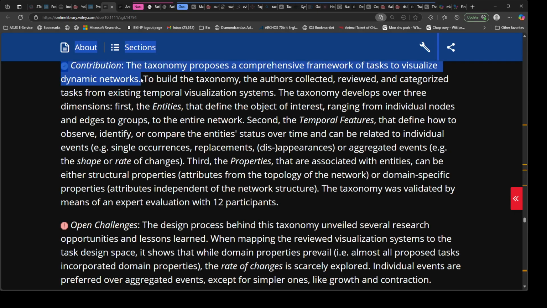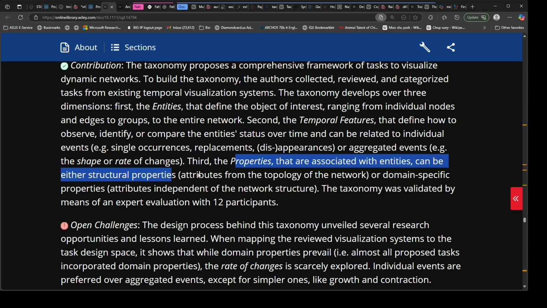The taxonomy develops over 3 dimensions. First, the entities that define the object of interest, ranging from individual nodes and edges to groups to the entire network. Second, the temporal features that define how to observe, identify, or compare the entity's status over time and can be related to individual events, for example single occurrences, replacements, disappearances, or aggregated events, for example the shape or rate of changes. Third, the properties that are associated with entities can be either structural properties, attributes from the topology of the network, or domain-specific properties, attributes independent of the network structure.